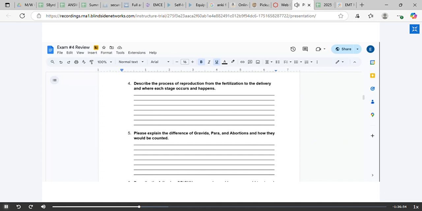All right, the process of reproduction from fertilization to delivery, and each stage. Okay, so we kind of talked about this in class already, but remember, a female has two ovaries, one in her left lower quadrant, one in her right lower quadrant, and every 28 days, your female patient is going to release an egg from one or the other, right? Well, you could have two, you could have three, it just depends. But normally it's just one egg.